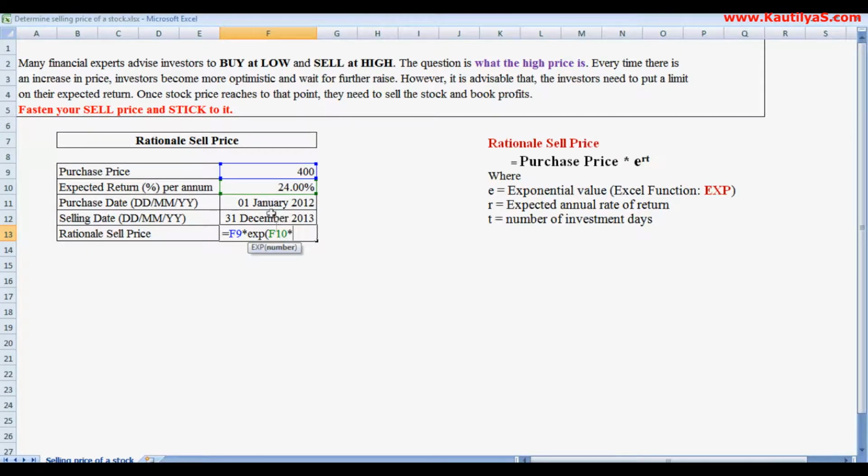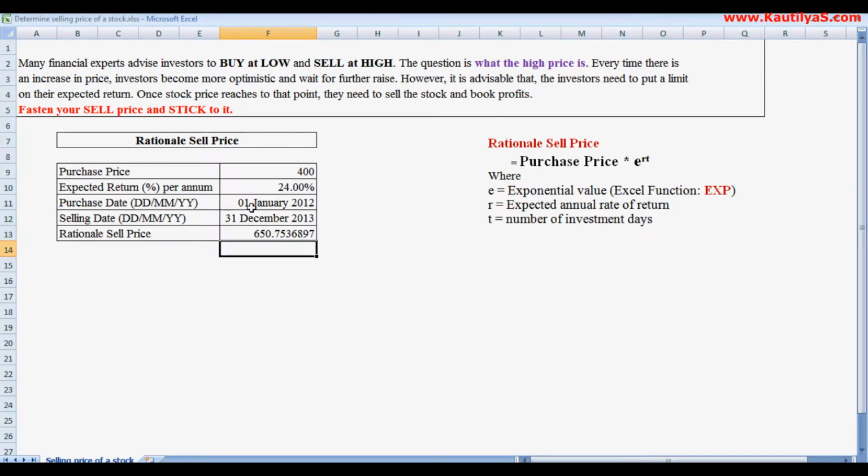So here we have a selling date and a purchase date, and the difference between these two is our duration. So this equals selling date minus purchase date, divided by 360, because here T is per annum, so annual number of years. That's why we divided by 360. So 650 is your rational sell price.